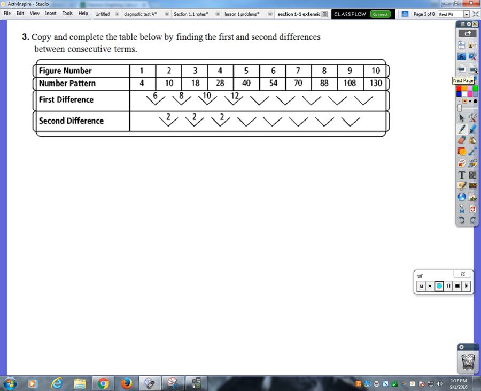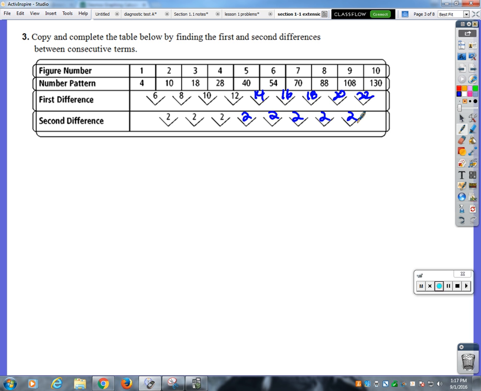How about number 3? Who's got that one? What's the difference from 40 to 54? 54 minus 40 is 14. And then the next one is 16, and then 18, 20, and 22. So now the first differences are not all the same. But what are the second differences? They're all 2.